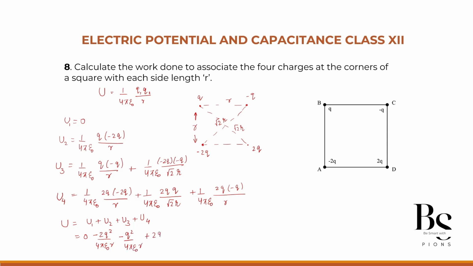Minus minus plus 2q square upon 4 pi epsilon naught root 2R. Done with the third one, U3. Fourth one, U4. Minus minus 4q square upon 4 pi epsilon naught R plus 2q square upon how much? 4 pi epsilon naught root 2R. And how much here? Minus 2q square upon 4 pi epsilon naught R. Correct? So these are our parameters.